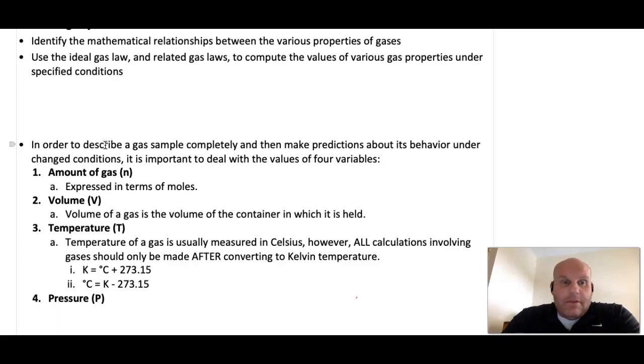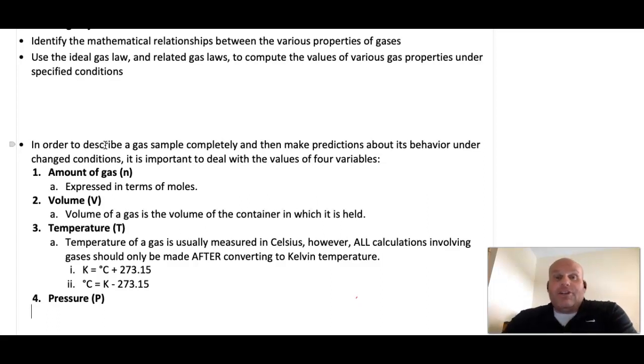Temperature, represented by a capital T. Now, while temperature is often measured in Celsius, it needs to be in Kelvin when put into a gas law. So when we are using calculations with temperature, we need to have it in the Kelvin temperature. So you can see, please take a minute and jot down these quick conversions. Basically, I'm just adding 273.15 to my Celsius temperature to get Kelvin.